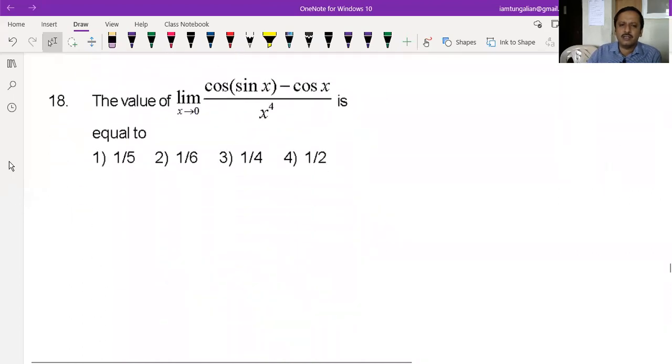Okay. Let's have a look at the next question, which is question number 18. The value of limit x tends to 0 of (cos(sin x) minus cos x) divided by x to the power 4 is. If we directly apply the limit, sin 0 is 0, cos 0 is 1, minus cos 0, 1 minus 1, numerator 0, denominator also 0. 0 by 0 is an indeterminate form. Though it is an indeterminate form, here I don't advise you to use L'Hospital's rule, because let me just explain what happens if I use L'Hospital's rule.